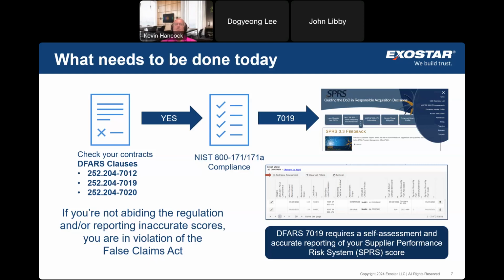7019 requires you to do that self-assessment, score yourself, and then enter that score that you receive. That assessment guide, that 171 Alpha, is what you use to score yourself. You take that score and then you enter it into the SPRS system if you've got those 7019 clauses. So that's kind of where we are today.